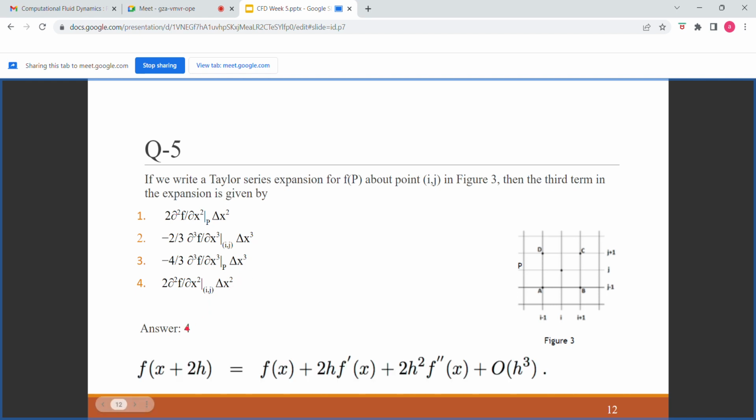So the answer is f of x plus 2h is equal to f of x plus 2h times f dash of x plus 2 times h square f double dash of x. So when we are ignoring all other terms, it is of third order accuracy, and this 2 h square comes over here because h is changed here, it is 2h, so 4h square by 2 factorial. So 4 and 2 gets cancelled and it becomes 2.